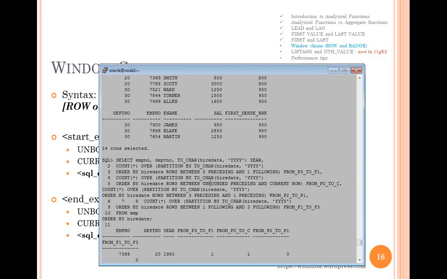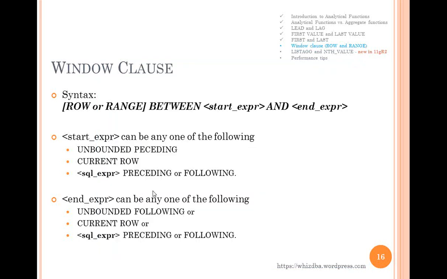So all the employees who got hired before this current employee, and the current employee, will be considered in the count star. Again, there is one more example which shows between 3 preceding and 1 preceding. So all the employees who have 3 employees before this and 1 employee in this window will be getting the count star. That is a very simple example demonstrating the window clause.